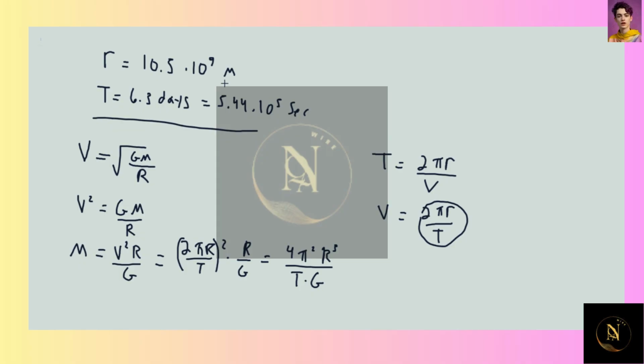So r we have up here, remember we're using these that we've converted to meters and then converted the period to seconds. And so when we evaluate that, we should get a mass of 2.30 times 10 to the 30th kilograms.